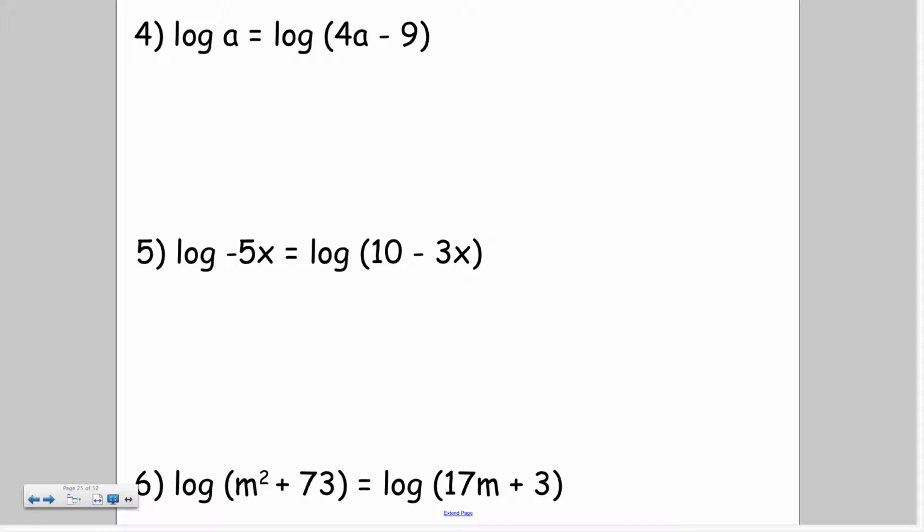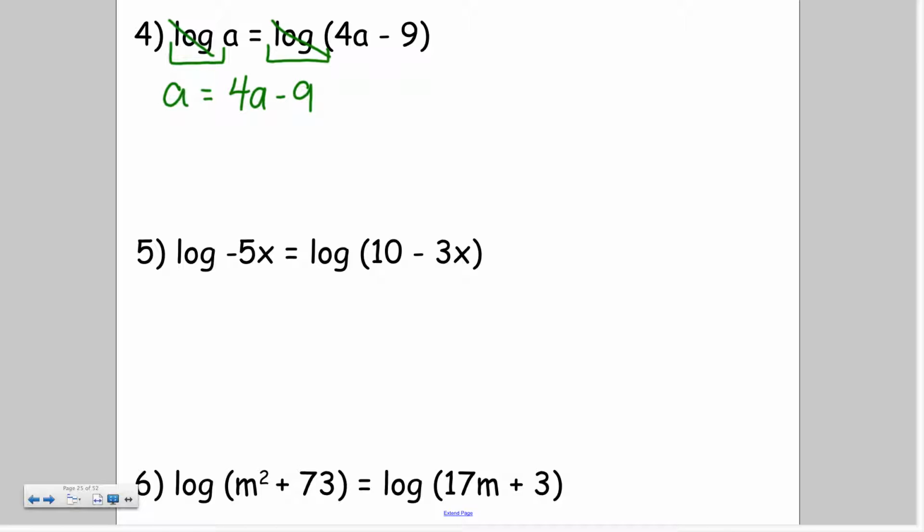So it should be coming quite clear to you now. All right, next page. We're looking to see if we have the same log base on both sides. And we do. We have a log base of 10. Remember, the number's not there. It's a log base of 10. So that can cancel out. We're left with A is equal to 4A minus 9.